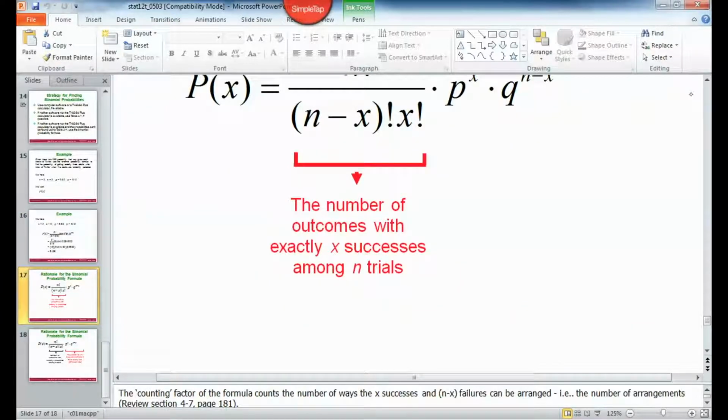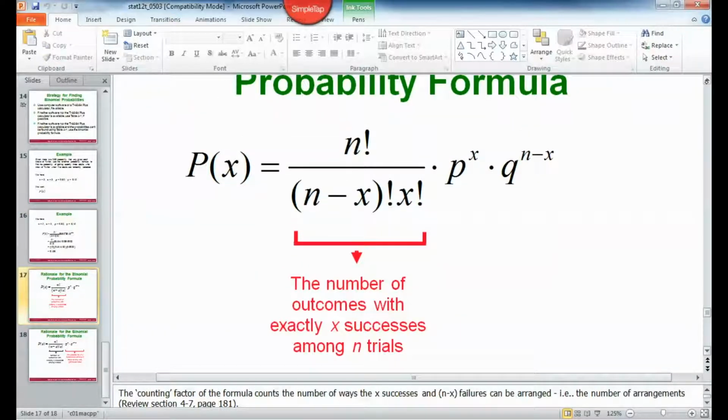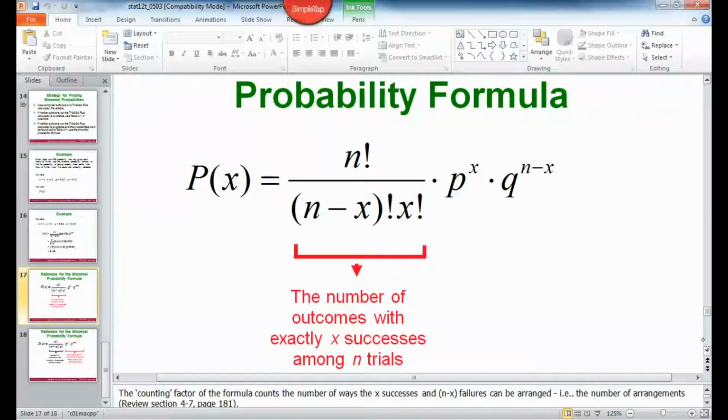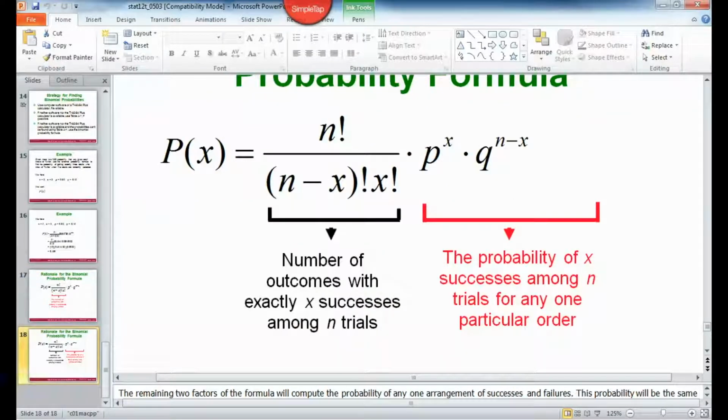All right. So that is our binomial probability formula. It says the first part of it is the number of outcomes with exactly X successes among N trials. The second part says that's the probability of X successes among N trials for any one particular order. All right, and that finishes 5.3.